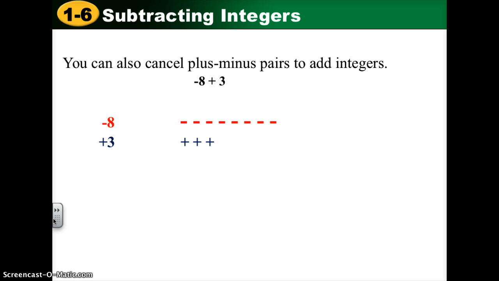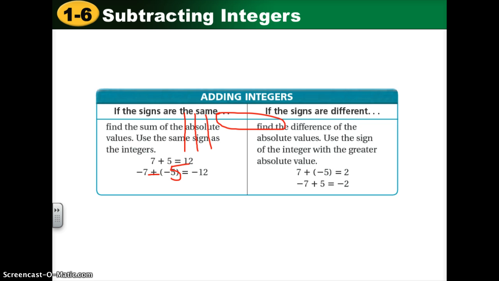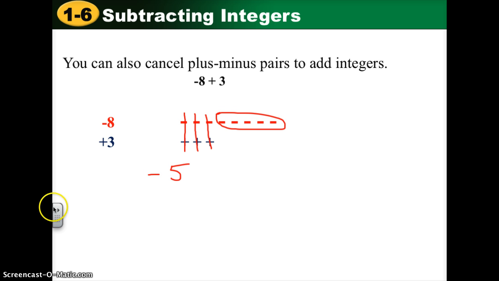Another method we could use is to cancel with plus and minus pairs to add integers. So if we start with -8 plus 3, you can see we've written out 8 negative signs and 3 positives. What we can do from there is cancel any negative and positive pair. If you remember additive inverses, 1 negative, 1 positive added together is 0. Then we just look at what we have left over, which would be 5 negatives. So that leaves us with an answer of -5.